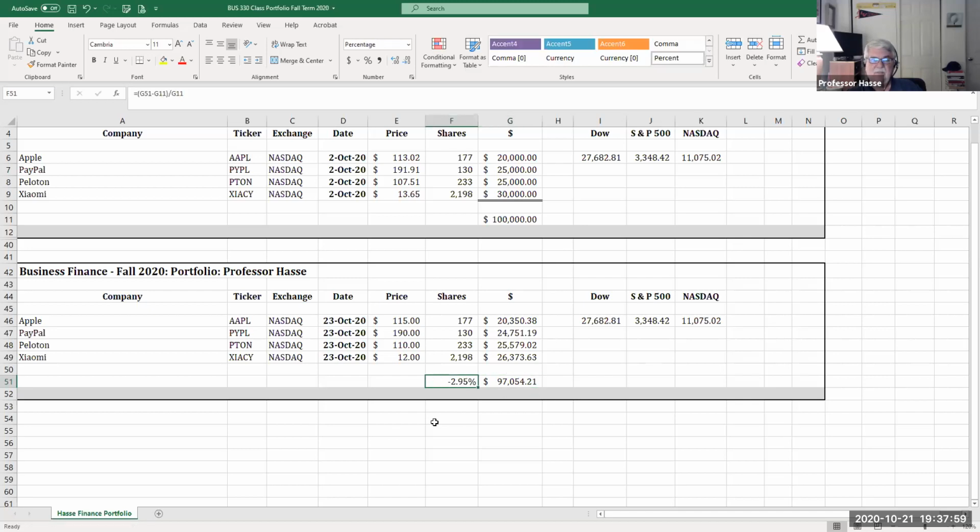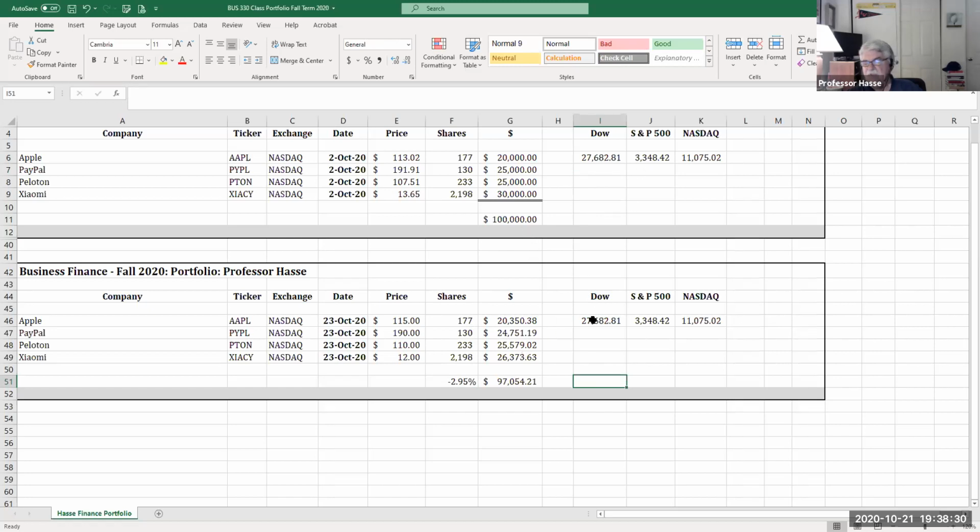You do the exact same thing for the indexes. Find the index value of October 23rd, right there. Then do a formula down here, taking the index change from the original and dividing it by the original amount to get the percentage change. Difference between the two numbers divided by the original amount to get the percentage change. My portfolio went down 2.95% from its original value.